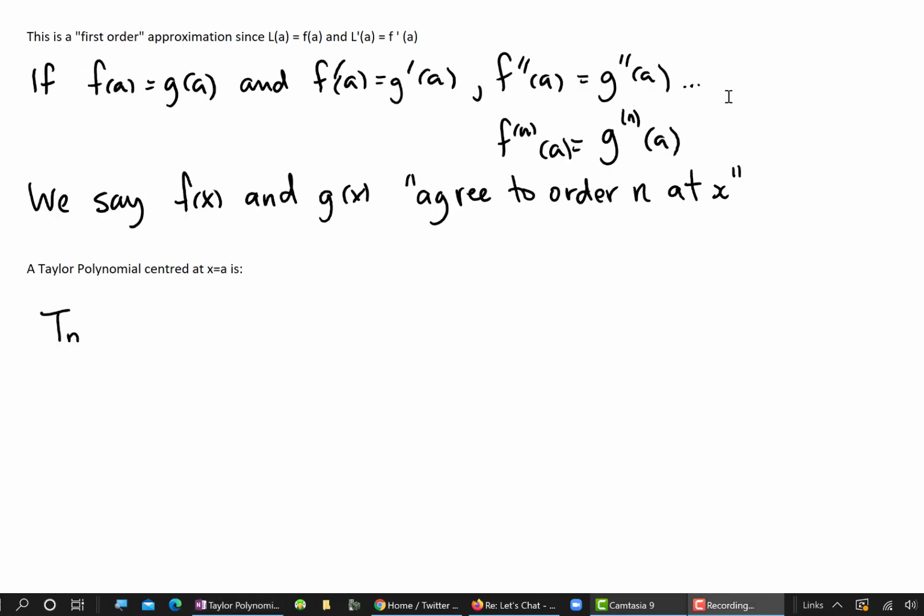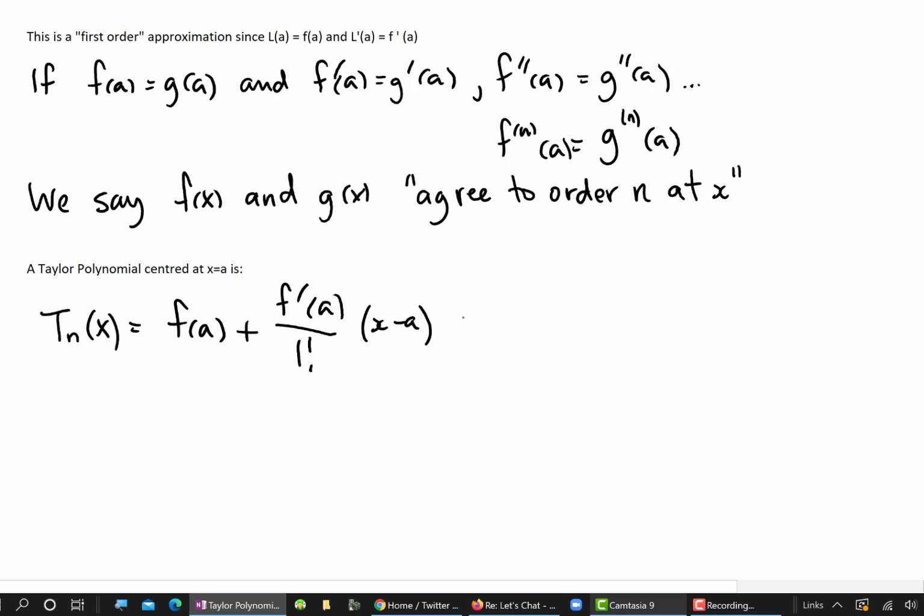That T sub n of x, this Taylor polynomial of nth degree, is equal to f of a plus f prime of a over 1 factorial times x minus a. That's the linearization. And then we can add on a second degree term over 2 factorial times x minus a squared. And we just keep adding the nth derivative over n factorial times x minus a to the n.